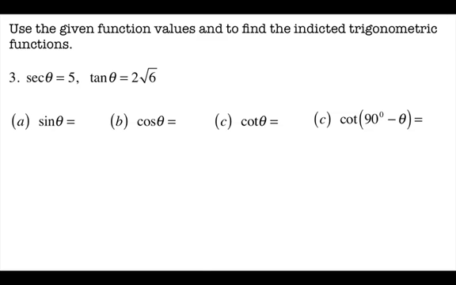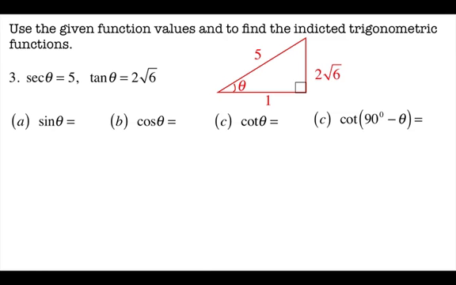Use the given function values and to find the indicated trigonometric functions. Secant of theta is 5, tangent of theta is 2 radical 6. If you take this information and use a right triangle to transfer it, this is what we get.